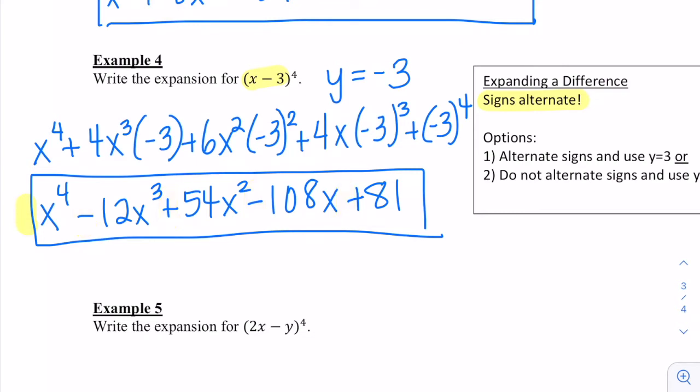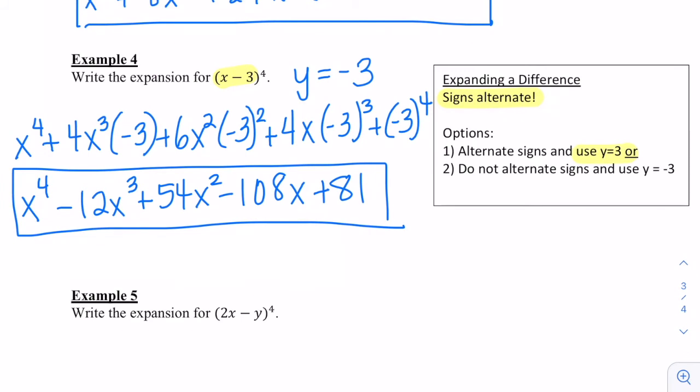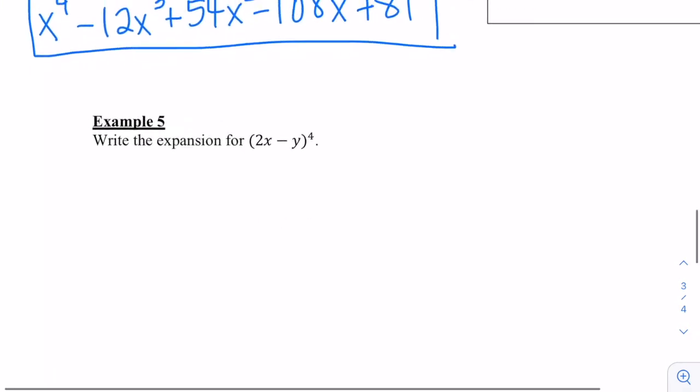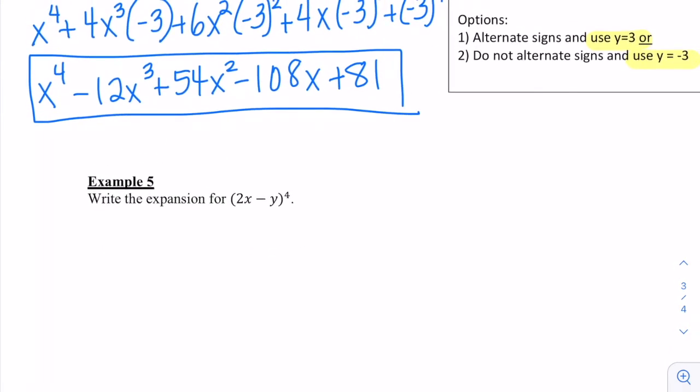So you really have two choices when substituting. You can either use y equals 3 and then alternate the signs, or, like I just did, use -3 for y. For this last example, we're going to substitute both the x and the y. Sorry, there's a lot of variables here, very similar. But instead of x, I'm going to put 2x. And instead of y, I'm going to put -y.